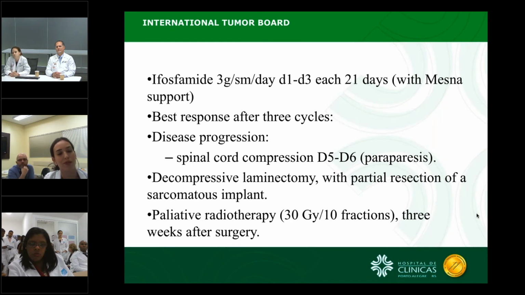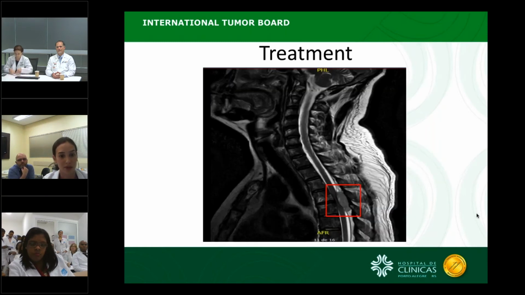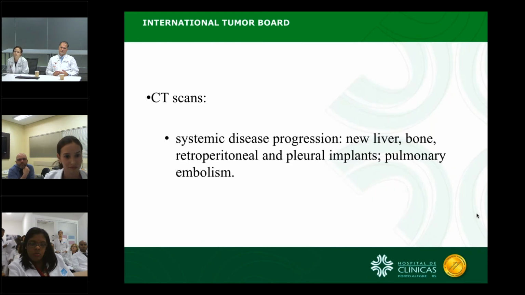The best response that the patient had after 3 cycles was again disease progression, and now he progressed with spinal cord compression. By this time, neurosurgery was needed to relieve the compression. So he underwent surgery plus radiotherapy. Here's the site of spinal cord compression. After that, we performed new CT scans, and again, there was systemic progression of the disease with new liver, bone, hepatoperitoneal and pleural implants, as well as pulmonary embolism.